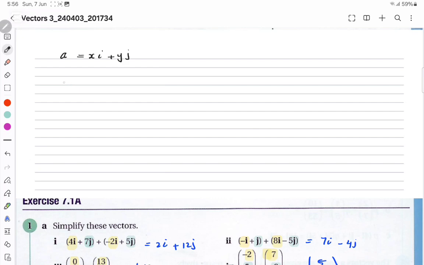Or in 3 dimensions, like that, xi plus yj plus zk. And any vector, you can represent using a column vector, like that. In a column vector, we just write the coefficient of each component. So in 2 dimensions it will be x and then y. Here in 3 dimensions, the components will be x, y, and z. We just take the coefficients.